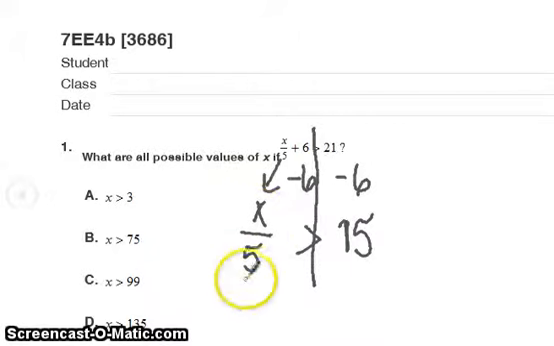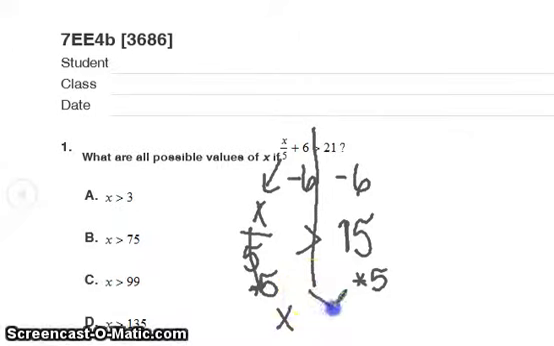To undo x divided by 5, I'm going to multiply, use the inverse operation, by 5. And then I'm going to have x isolated, divide by 5 times 5 undoes each other. And then I leave my inequality symbol alone. And 15 times 5 is 75. The one that matches that is B.